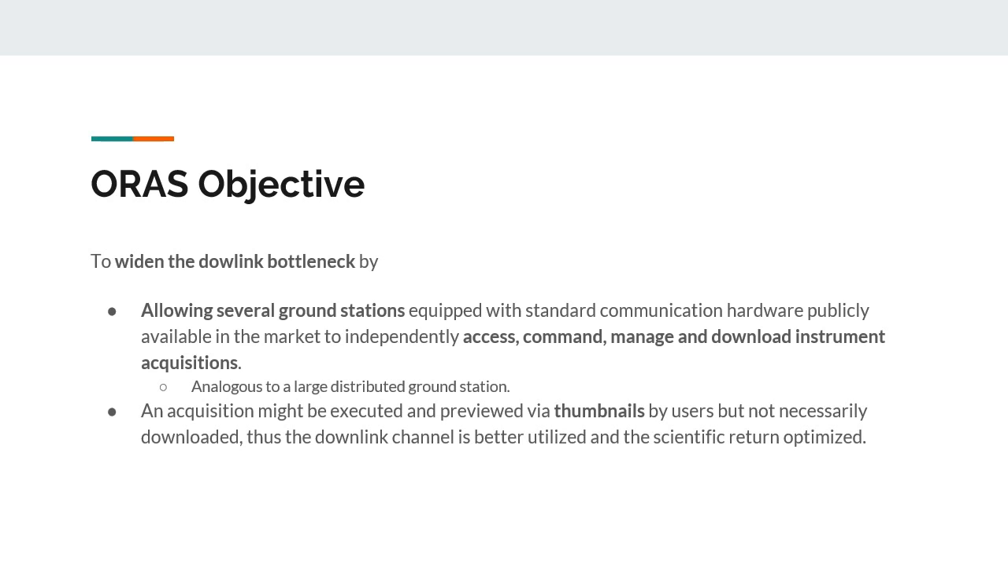As crazy as this sounds, this is a very interesting way of tackling the problem of the downlink bottleneck, because what we are basically doing is widening the time access for the satellite, and therefore optimizing and increasing the data downlink that we can get in such low throughput channels that we were discussing. So this is somehow analogous to creating a very large distributed ground station all around the world.